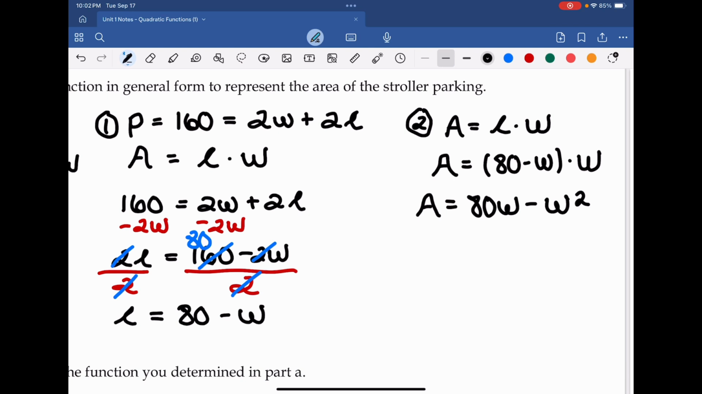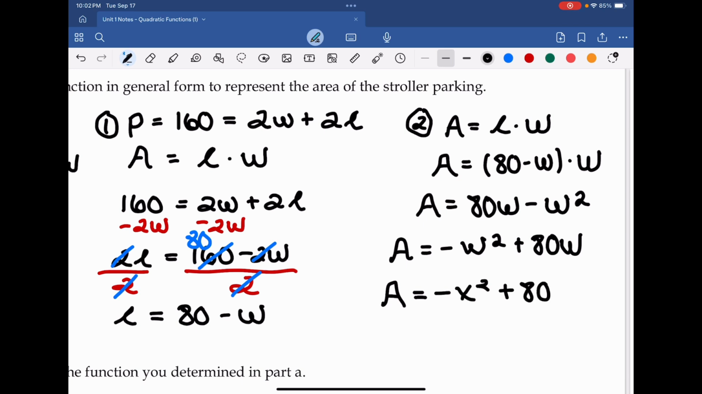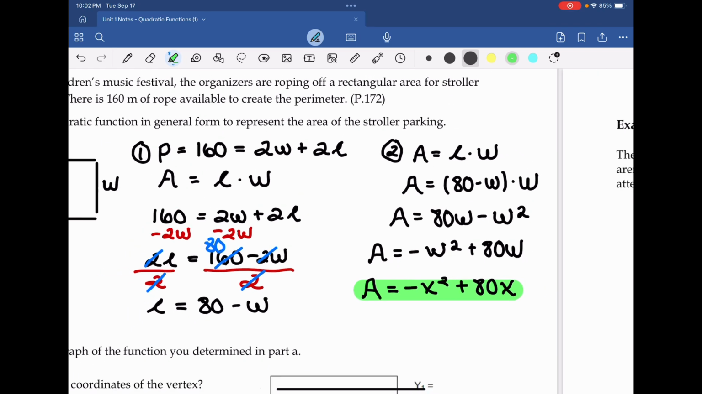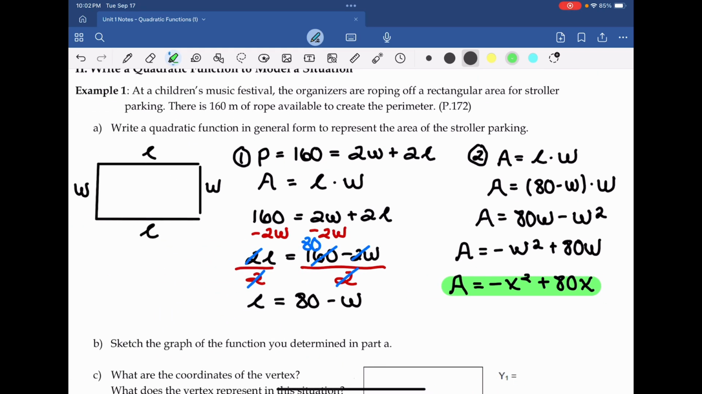I'm going to rearrange this in descending order. So A, sorry, is equal to negative W squared plus 80W. And because our calculators don't read things in terms of W's, we want to make this in terms of X. It's actually a really easy adjustment. Instead of W, I'm going to write negative X squared plus 80X. There we go. Here's our function that represents the overall area of this situation. Perfect.